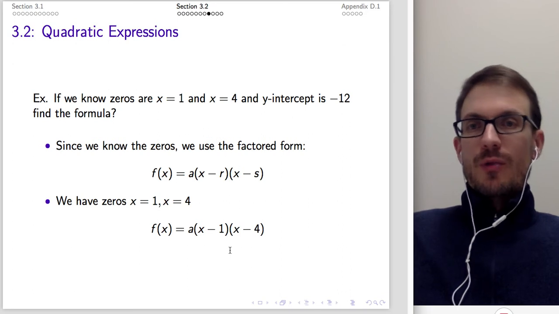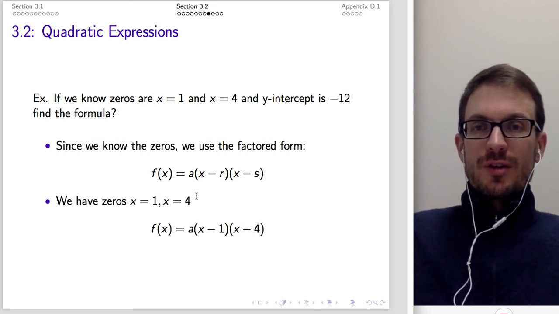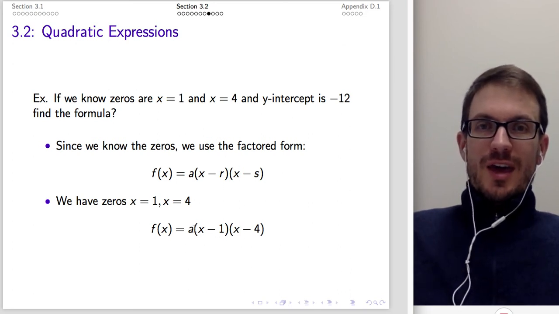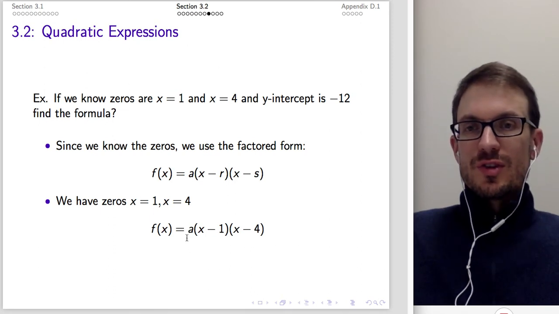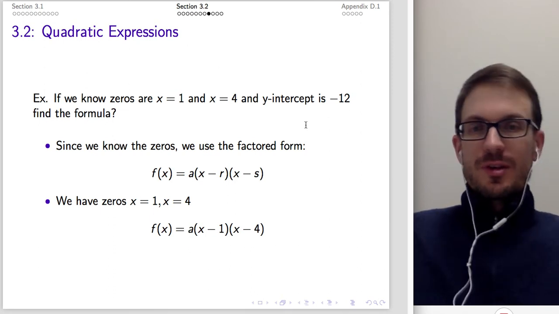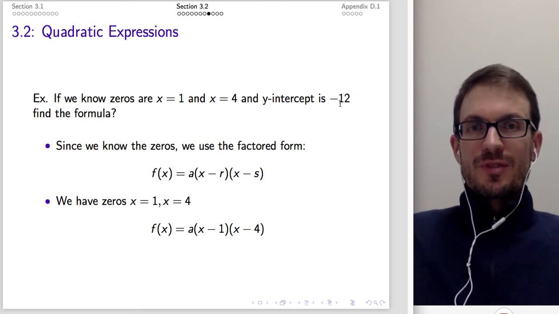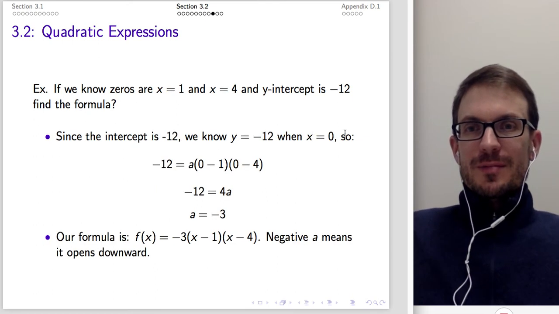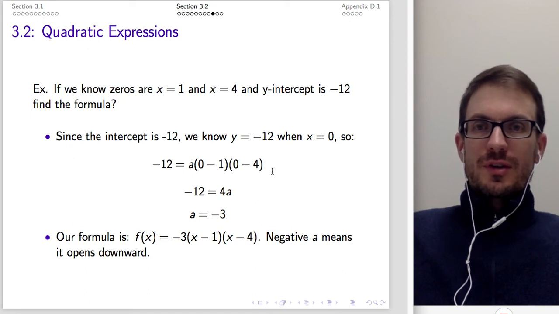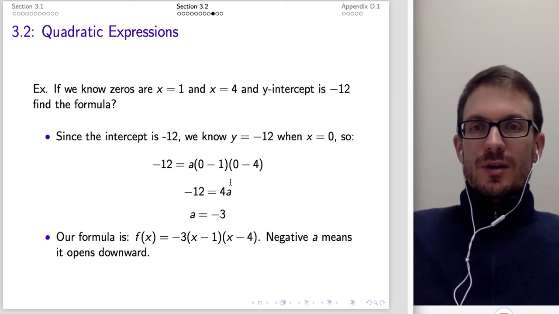All right, so going back, what did I do? I started with factored form. I plugged in the zeros we had. Now I've got this a. I've got one more piece of information I needed to use, this intercept. So let's figure out how we can use that. Well, the interpretation of y-intercept is that when x is 0, this thing's going to be equal to minus 12. So let's check that out. Right.